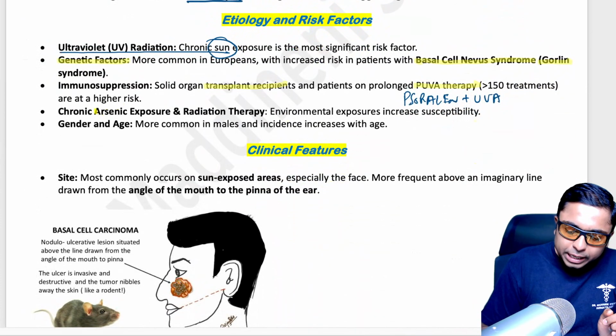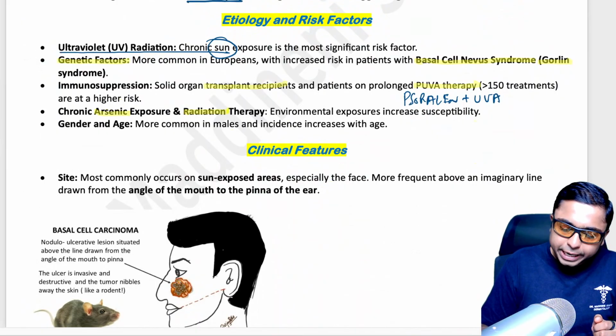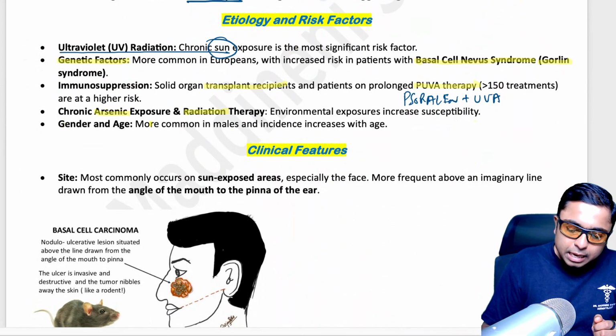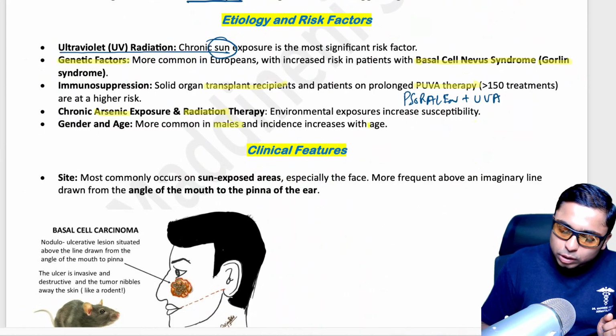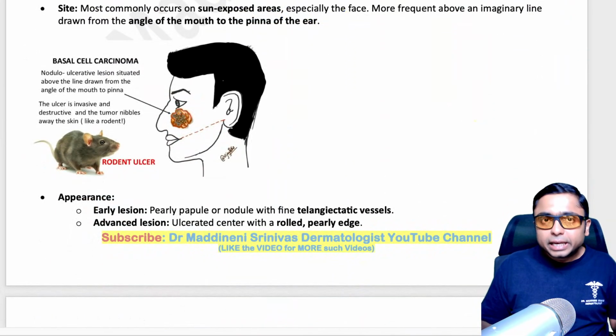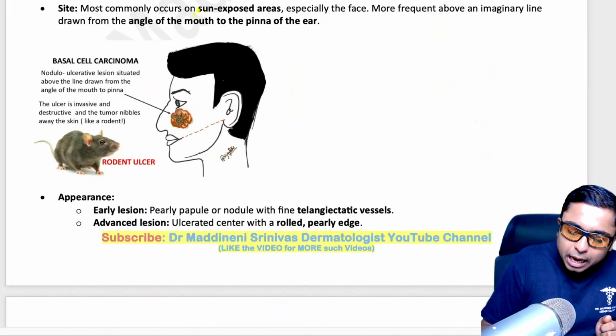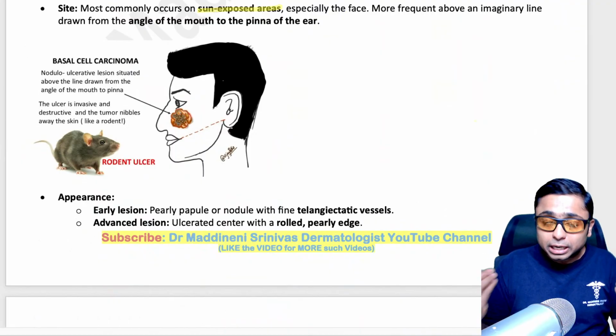And even chronic arsenic exposure, I hope you remember from the forensic medicine knowledge, and also radiation therapy is associated with BCC. See, more commonly it is seen in the males because they will go outside to work, and also the incidence will increase with age. So what are the clinical features? Most commonly it occurs on the sun exposed areas, very obvious because UV rays are important risk factors.